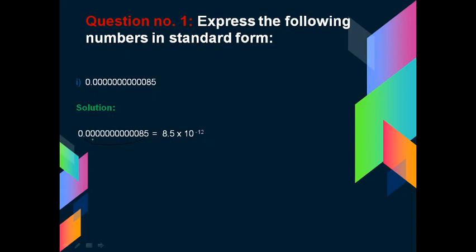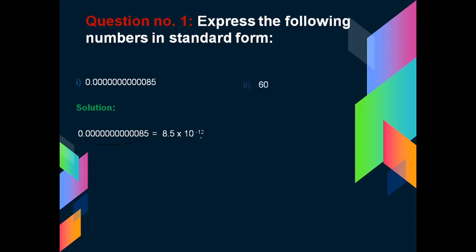So here we have shifted the decimal from here to here, and in between that how many numbers are there, means how many digits are there, we have to count. So this is 1 2 3 4 5 6 7 8 9 10 11 and 12. So total number of digits are 12. That's why here we have written 8.5 into 10 raised to the power minus 12. Now why minus 12? Because we have shifted the decimal from left to right, and when we shift the decimal from left to right we will place the exponent as negative.